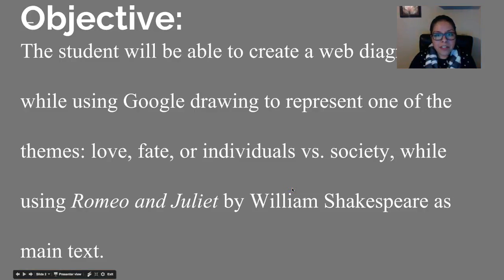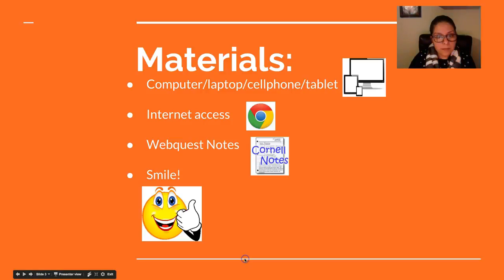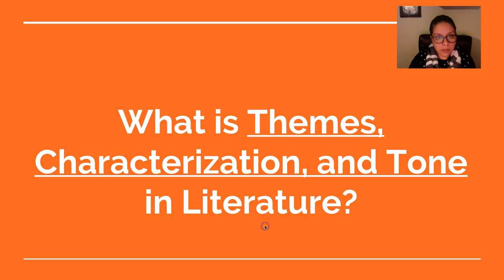So the objective is to be able to create a web diagram while using Google Drawings, and the students must choose one theme. They're either going to choose love, fate, or individuals versus society, while using Romeo and Juliet by William Shakespeare as their main text. And so here's a list of the materials that the students will use.